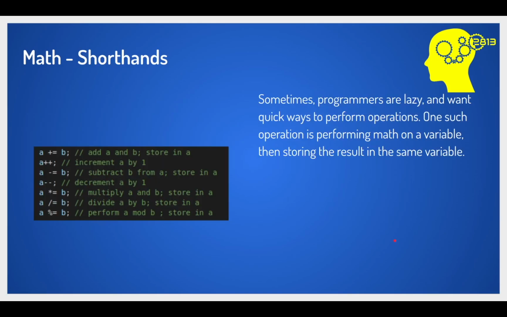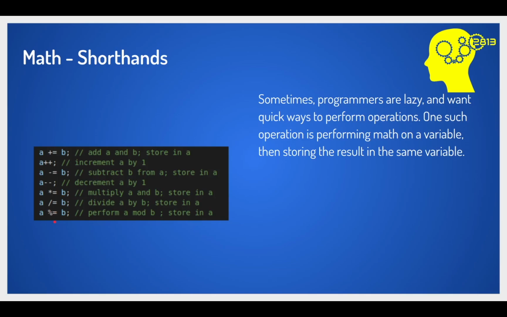And one more thing is that programmers are lazy and we want to do everything fast and efficient. So we do have something called shorthands. So shorthands are basically like a faster way to perform math operations. For example, if you wanted to add A to B, instead of doing A equals A plus B, you would just do A plus equals B. And same thing for subtracting here, and multiplying here, dividing here, and using the modulus on there.